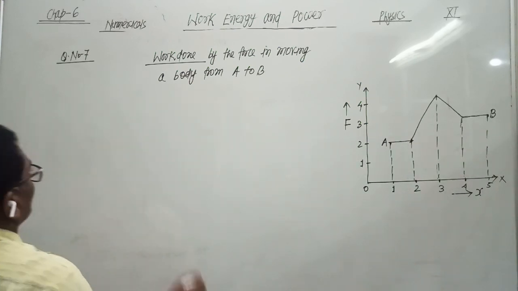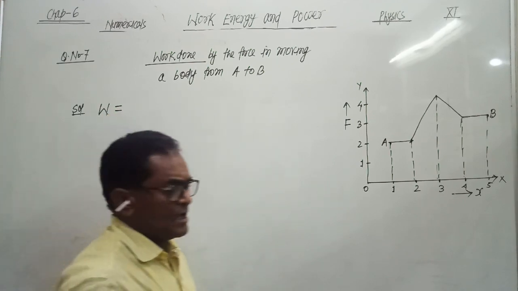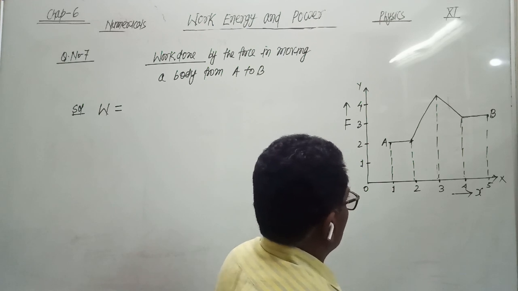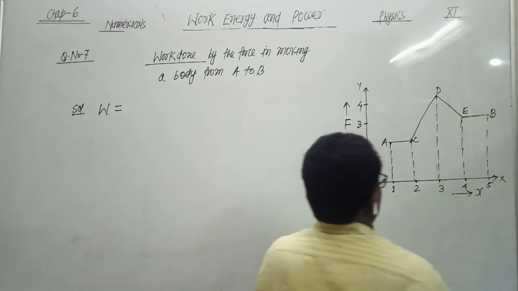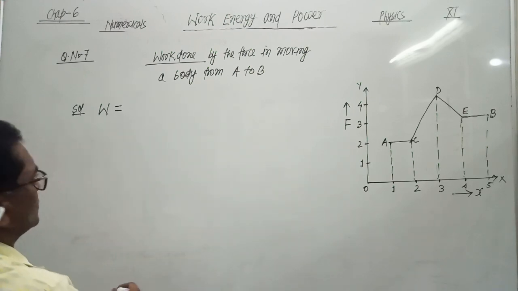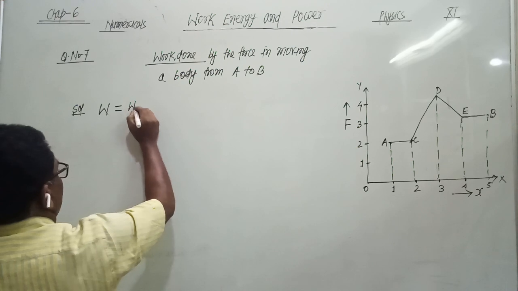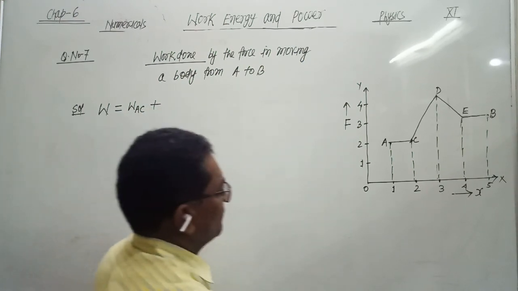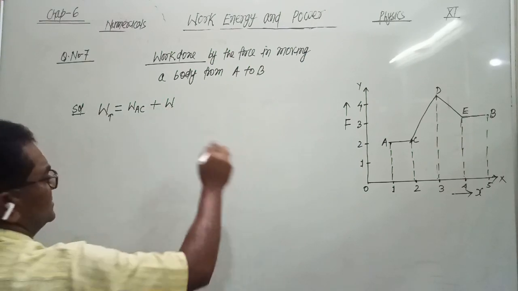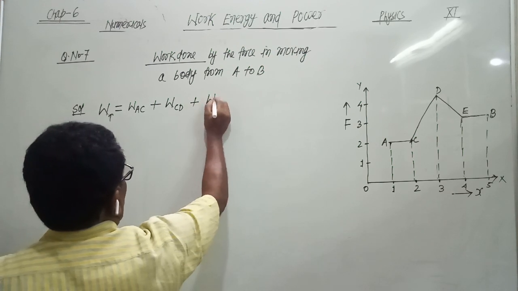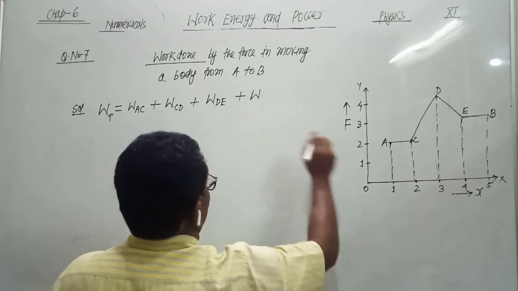So the work done from A to B, W equals the area of the rectangle, name it C, D and E. So work done in going from A to C, plus work done in going from C to D, and this is the total work done. So W equals WAC plus WCD plus WDE, work done in going from point D to E, plus work done in going from point E to B.